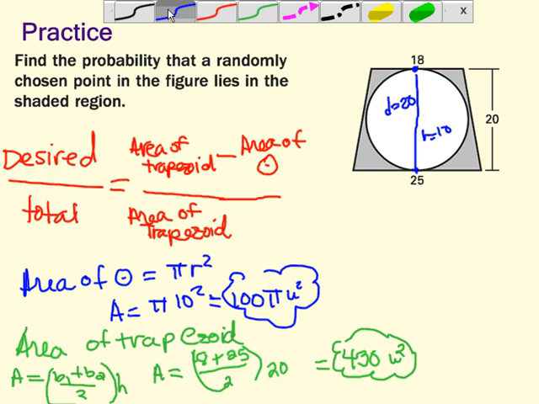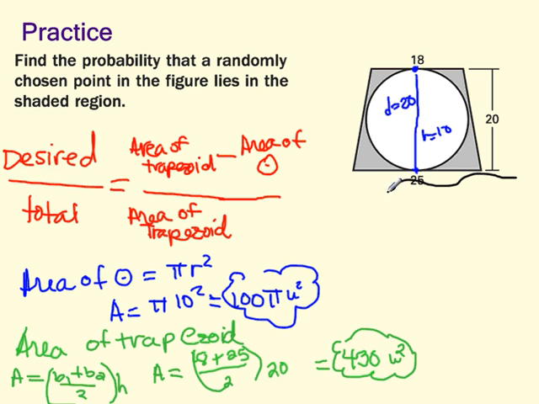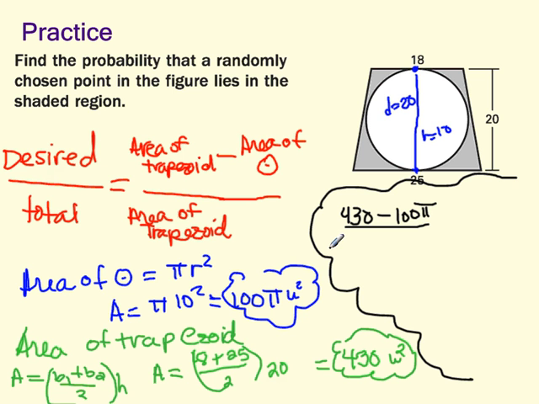So now that we have these two pieces, we can go ahead and substitute them back into our original probability ratio, or fraction rather. So just kind of blocking this all off to the side, we have our area of our trapezoid, which was 430 units squared, minus the area of our circle, which was 100 pi, divided by the area of the trapezoid, which is our total. So that's 430 units.